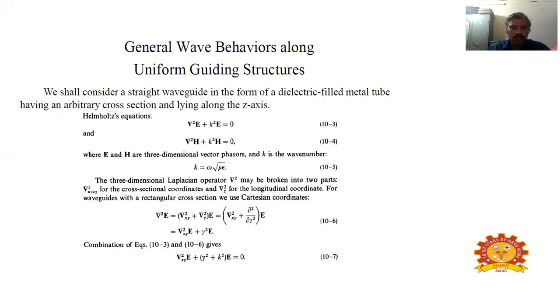Comparing the above two equations, we get del squared xy into E plus gamma squared plus k squared into E is equal to zero. General wave behaviors along uniform guiding structures.